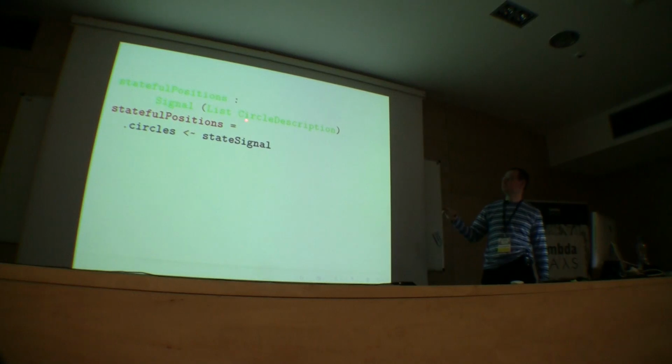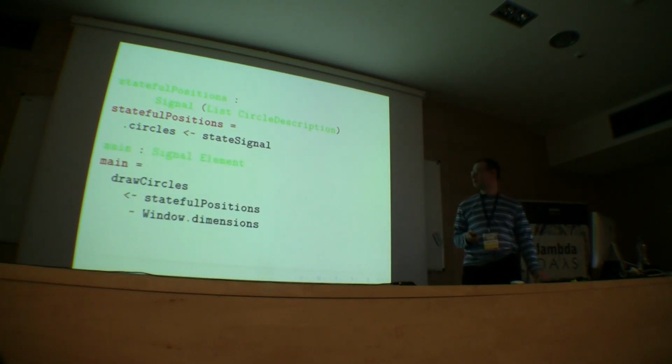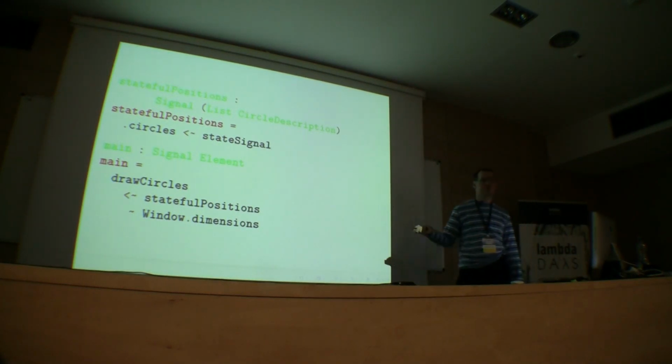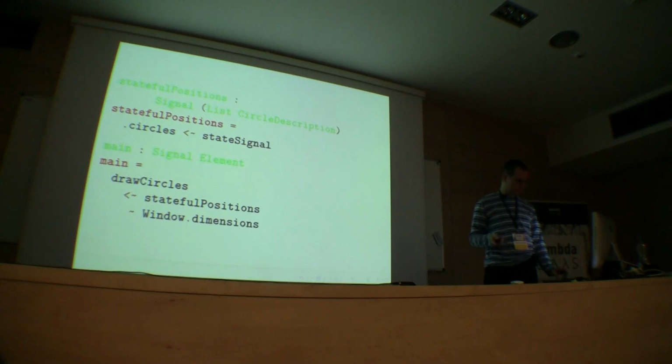So by using this, I get a signal of list of circle descriptions. This is the complete program. Instead of using the signal that I had before, I'm using the new signal. The rest is the same. All right, that was actually the last example.